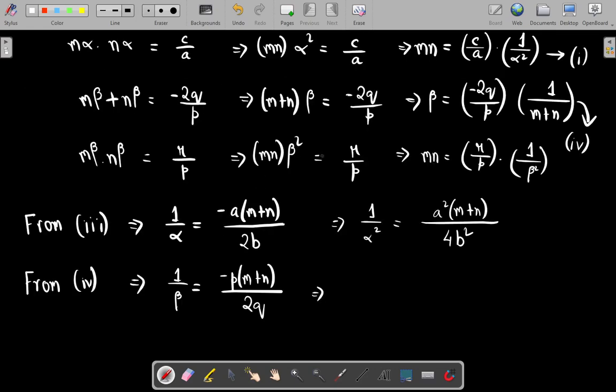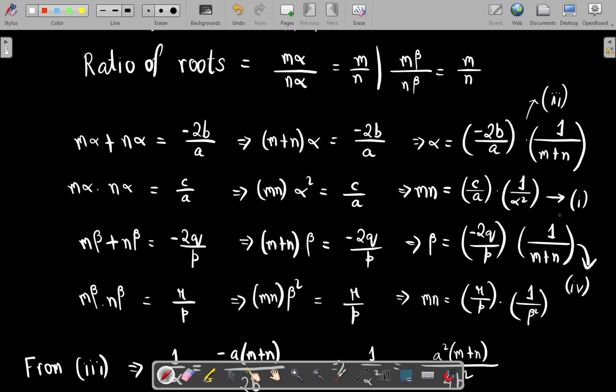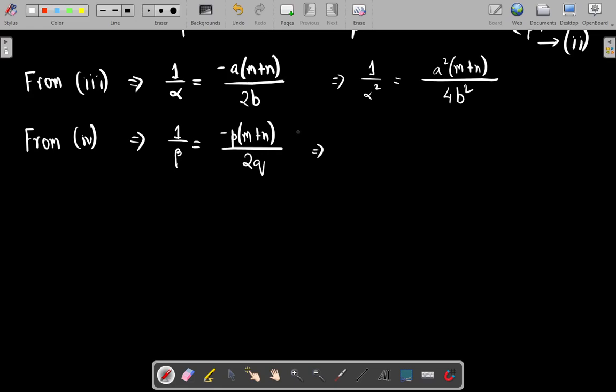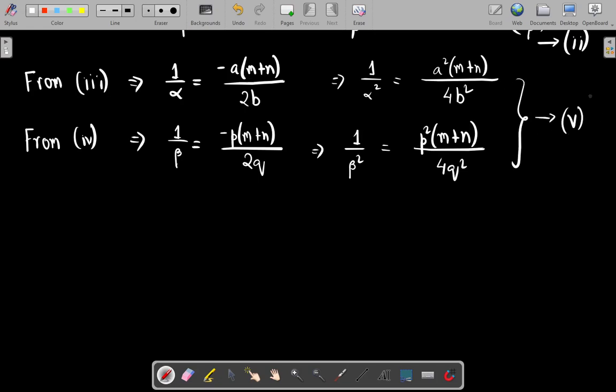So again, I need to find 1 upon beta square. Let me give this as equation 2. In equation 2, we have 1 upon beta square, so I have to square both sides again. So this will give me 1 upon beta square equal to p square times m plus n upon 2q whole square, which gives 4q square. So now I have 1 upon alpha square and 1 upon beta square. Let me write both of these combined as equation 5.